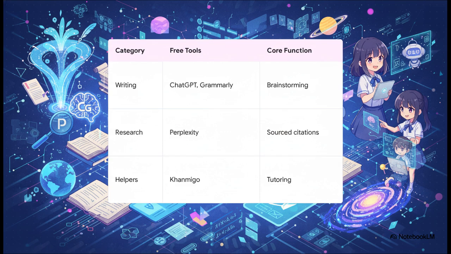Need rock-solid verifiable facts for a thesis? That's a research task. You don't ask a standard chatbot for that. You go to Perplexity for source citations or Notebook LM to analyze your PDFs. Stuck on a crazy difficult concept? That's a study helper task. You turn to Conmigo for step-by-step tutoring or Wolfram Alpha to check your math.